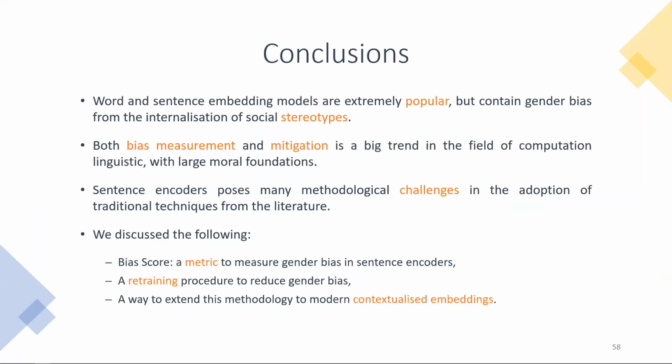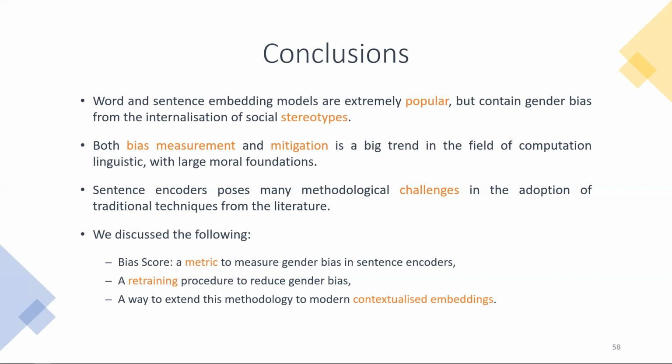And so to conclude, what we saw today is that word and sentence embeddings are very popular, are used for many applications, they're pervasive and widespread, but they do contain gender bias and other kinds of social bias. And this comes from internalizing social stereotypes, which are embedded in society. And nowadays, there's a lot of research on both bias measurement and mitigation in the field of computational linguistics. But as we see more complex and advanced models and sentence encoders in particular, they pose many challenges from a methodological point of view. So we need some more research in this.